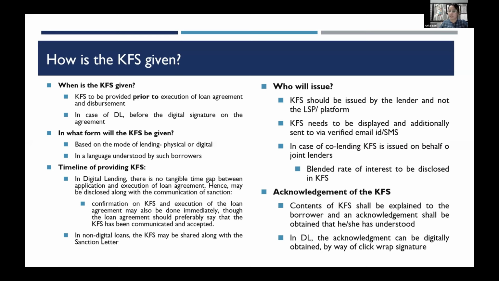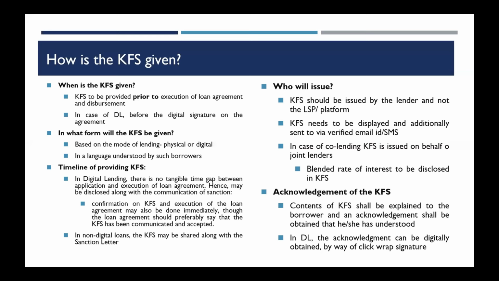So what I understand, if it is a thumb impression, then it is physical lending that is being done. In digital lending, no one can say that I was not able to read. How do you approach a digital lender otherwise? So let's think of physical lending. Somebody is signing by putting a thumb impression. How do we get the confirmation that KFS has been read and understood?